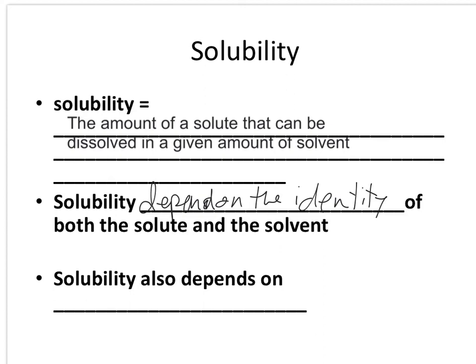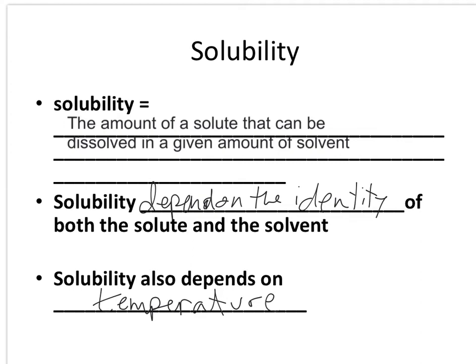So like sodium chloride is really soluble in water, but oil isn't. Or nail polish isn't soluble in water, but it dissolves easily in acetone. So that's why we use acetone in nail polish remover, because it will dissolve the nail polish. Solubility is also going to depend on temperature. Now, typically, warmer solvents can dissolve more substance, but there are a few exceptions.